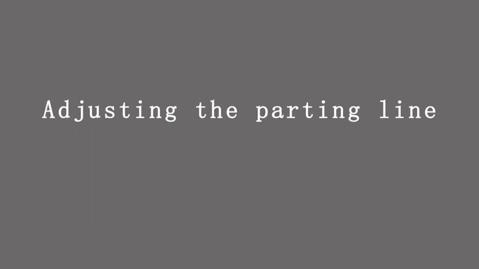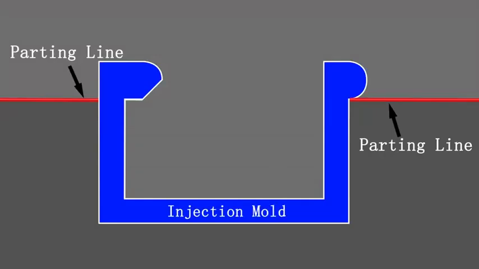A parting line for a mold in injection molding is the boundary or dividing line between the two halves of a mold, known as the core and the cavity. This line marks the separation point, where these mold halves meet and separate to release the finished molded product.